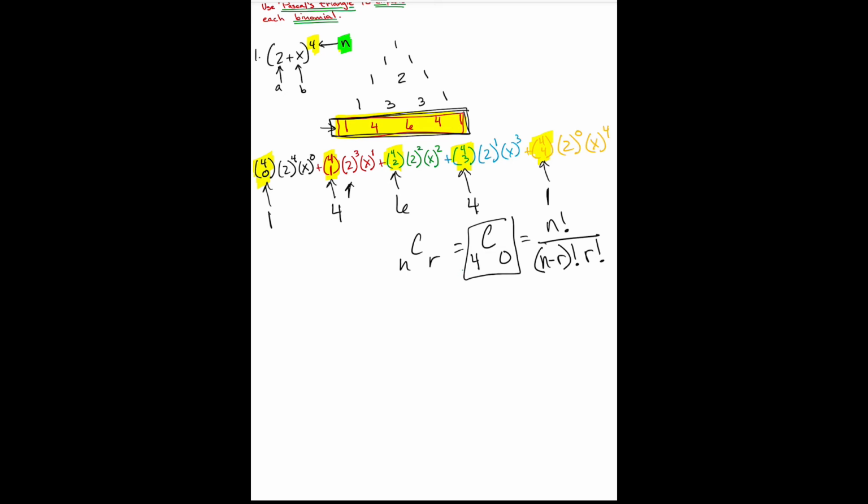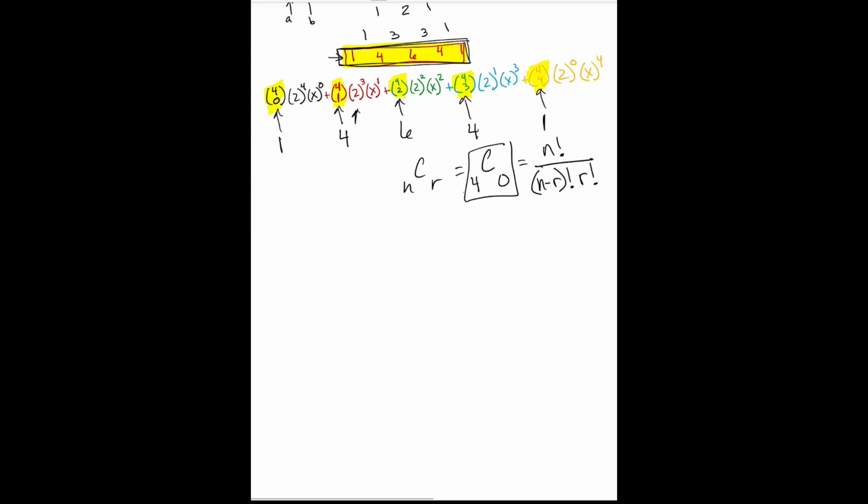Okay, don't you hate when people say that? But hopefully after you work out a couple of these, you'll find that it's really not too bad. In any case, I have 4 choose 0. So this is my n, that's my 4, and that's my r. So the factorial of 4 divided by the factorial of 4 minus 0, n minus r, is 4, times 0 factorial.